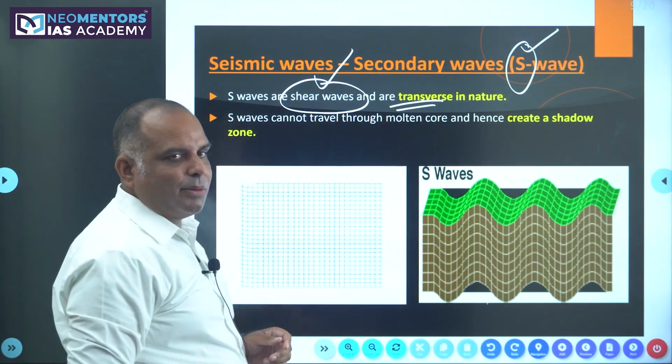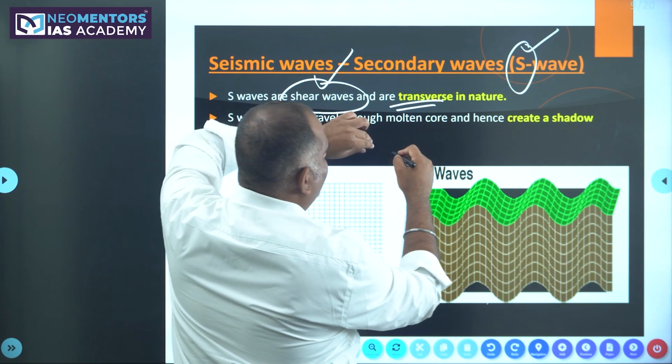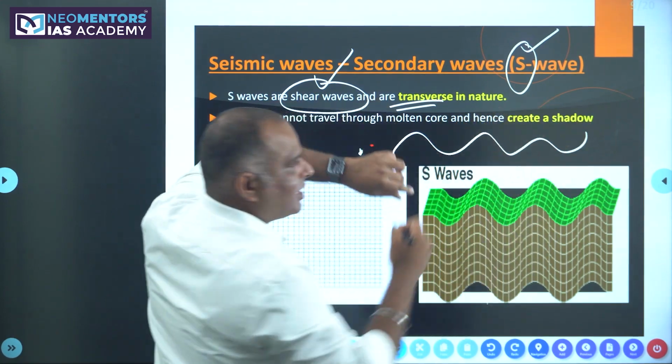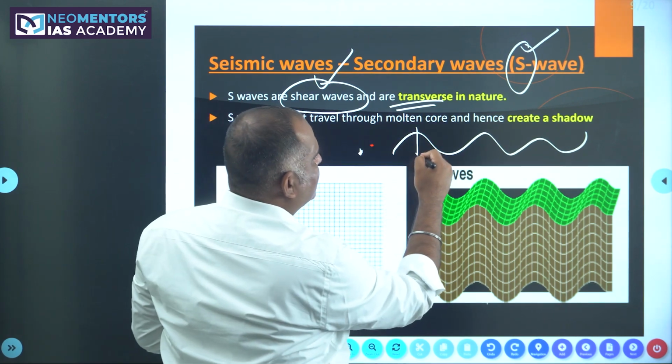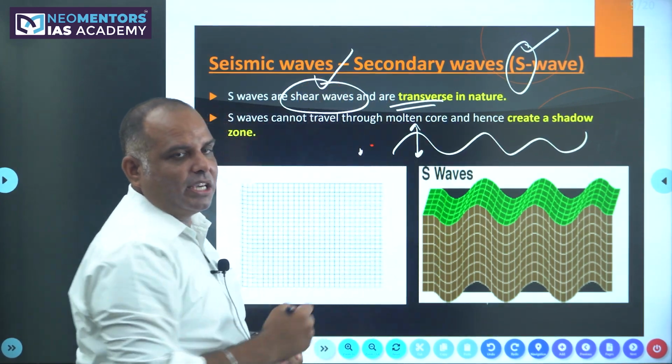So when we discussed transverse in nature, when we discussed propagation of the particles or the displacement in the directions parallel to the propagation of the wave.